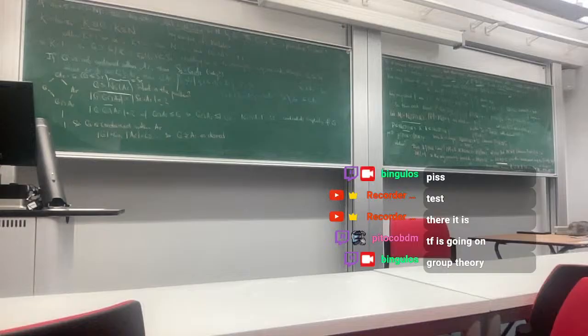So how many elements are there in G? 60. How many elements in A5? 60. So if G is contained within A5, then we have exhausted everything in A5 and everything in G. G is isomorphic to A5. Wow, that's crazy.